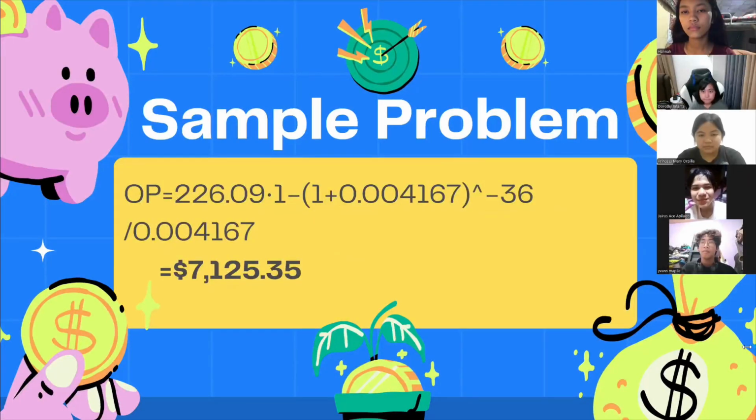So, here are the plugged-in numbers sa sinabi ni Dorothy. So, OP is equal to 226.09 times 1 minus the quantity of 1 plus 0.004167 raised to negative 36, all over 0.004167. So, the answer is $7,125.35.